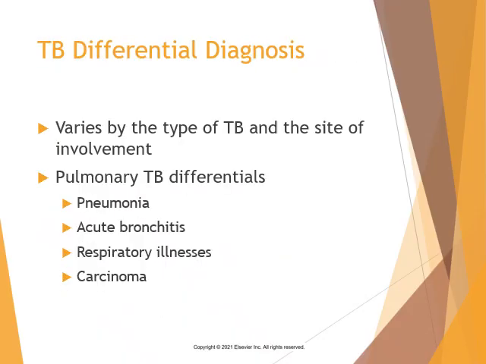Some of the differentials, it varies by the type of TB and the site of involvement. Pulmonary, again, being the most common. Things like pneumonia, acute bronchitis, a respiratory illness, and carcinoma would be things you would want to keep in mind for differentials.